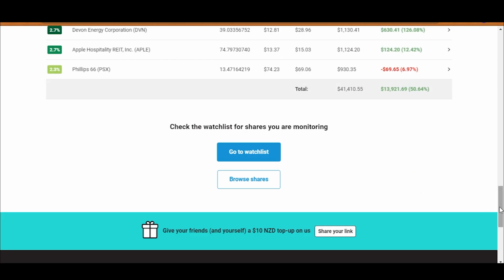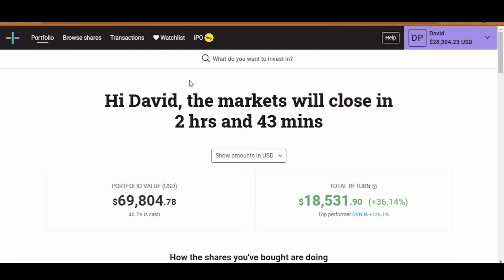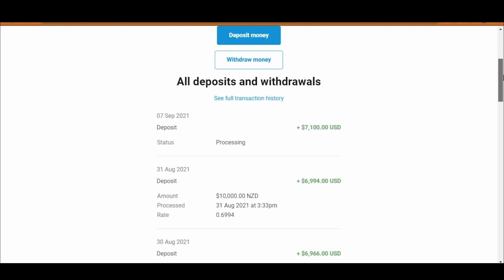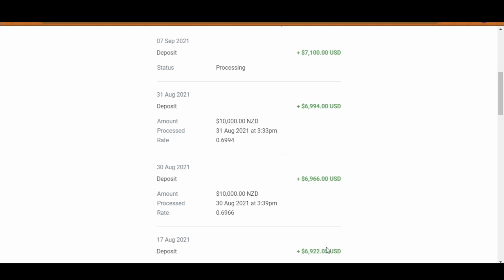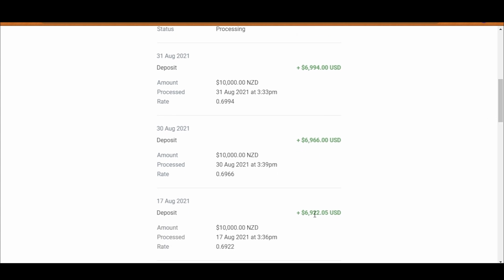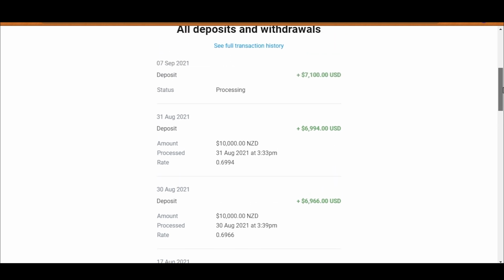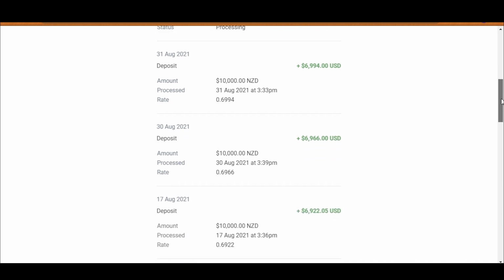Before I show you my portfolio properly, if you come up here and have a look at the money I deposited, you will see that I made 4 $10,000 transactions, which comes up to 40,000 New Zealand dollars. Now, as you can see, each time I transferred, I got a different amount of US dollars, and that's because the currency exchange rate keeps moving as well. So that's something you might need to keep an eye on. And as you can see, it does make a difference.